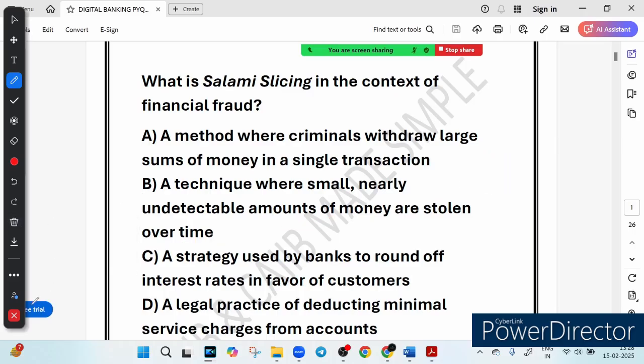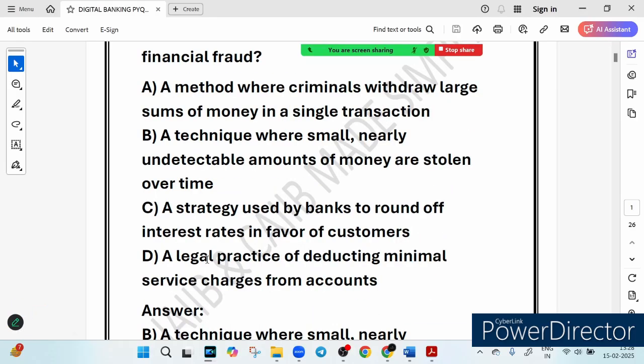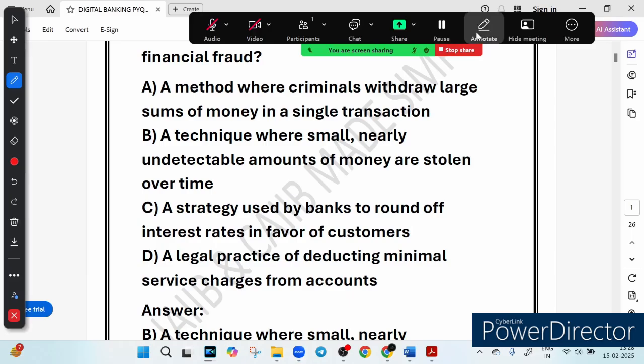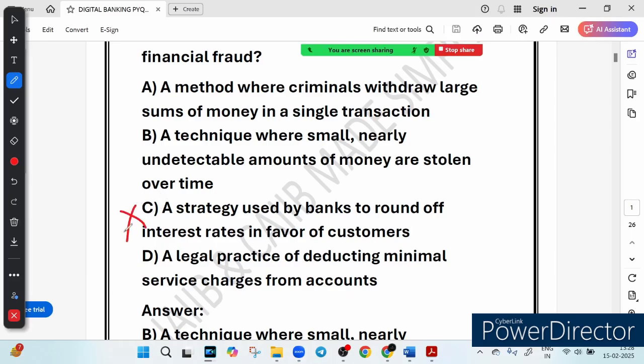Option number C says a strategy used by banks to round off interest rate in favor of customer. Option number C. What do you think? See, this is incorrect. Banks do round off interest rates but not in a fraudulent way. Imagine you are supposed to get an interest of 100.3456. A bank might round it off to 100.35 for convenience, but this is a legal practice, not a fraud.